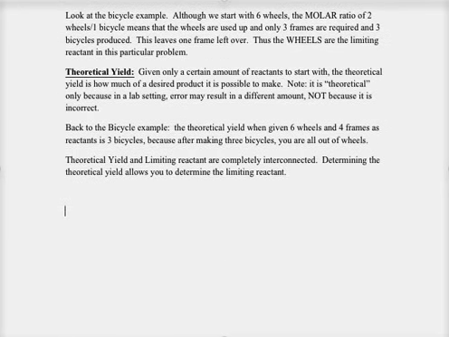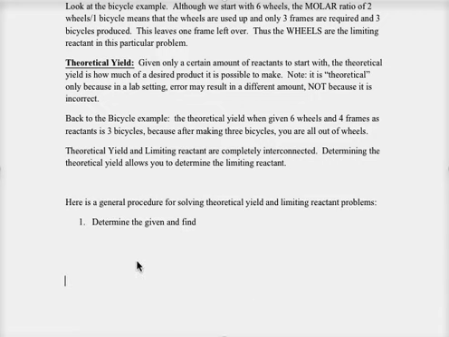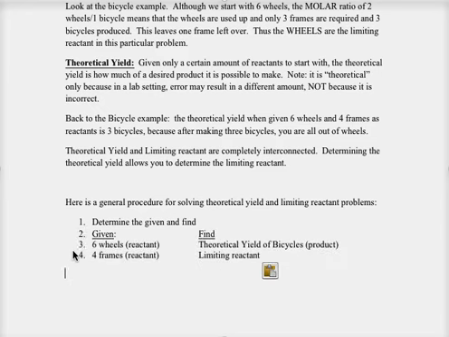All right, so we're going to set up a general procedure for solving theoretical yield and limiting reactant problems. And here it is. Step 1, you want to figure out what is your given and what is your find. Now always give you some amount of starting products. So let's look at this bicycle problem here. You were given 6 wheels as a reactant, 4 frames as a reactant, and you're asked to find some theoretical yield of bicycles or some amount of product. And I also want you to determine what substance is the limiting reactant. So that's step 1. What are you given? What are you trying to find?